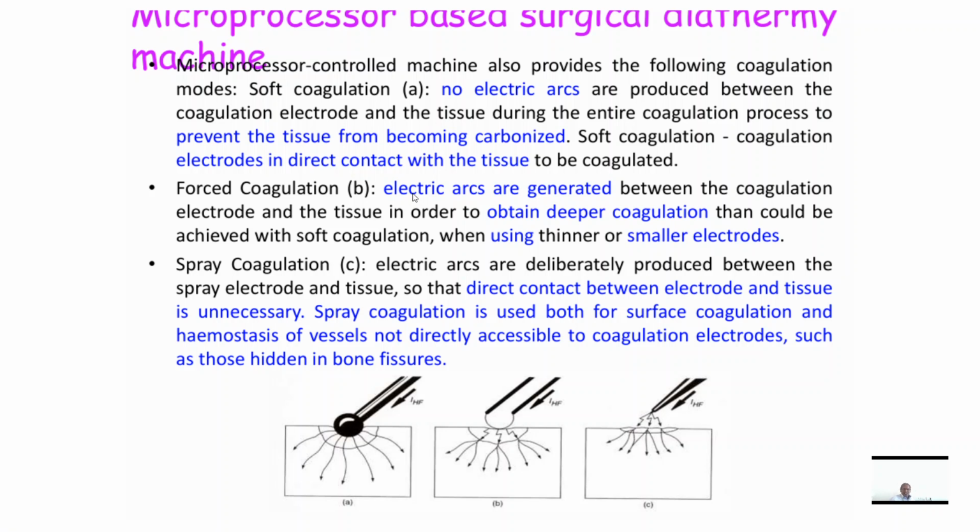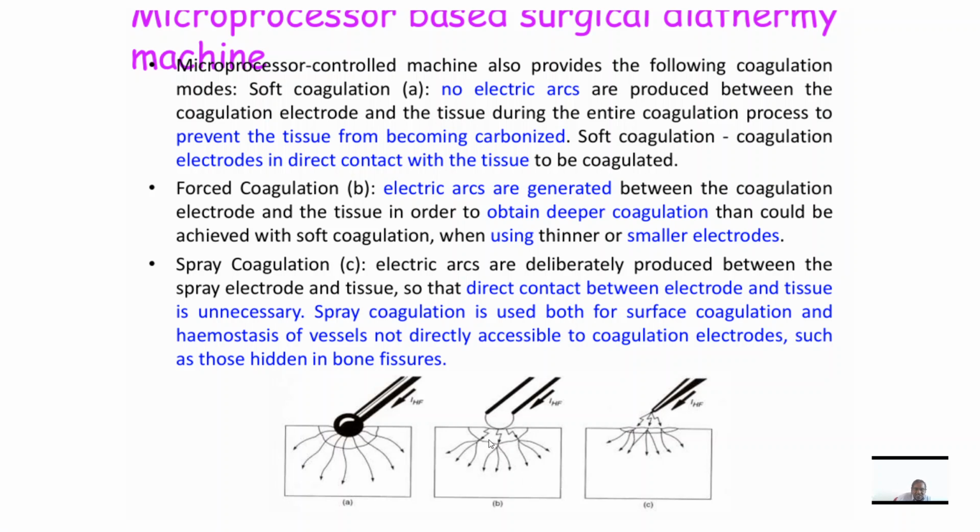In forced coagulation, electric arcs are generated between the coagulation electrode and the tissue. There is a small gap between the electrode and the tissue, and the electric arc is generated across it, in order to obtain deeper coagulation than could be achieved with soft coagulation, using a thinner or smaller electrode. So the tissue will be coagulated in the deeper area in forced coagulation.